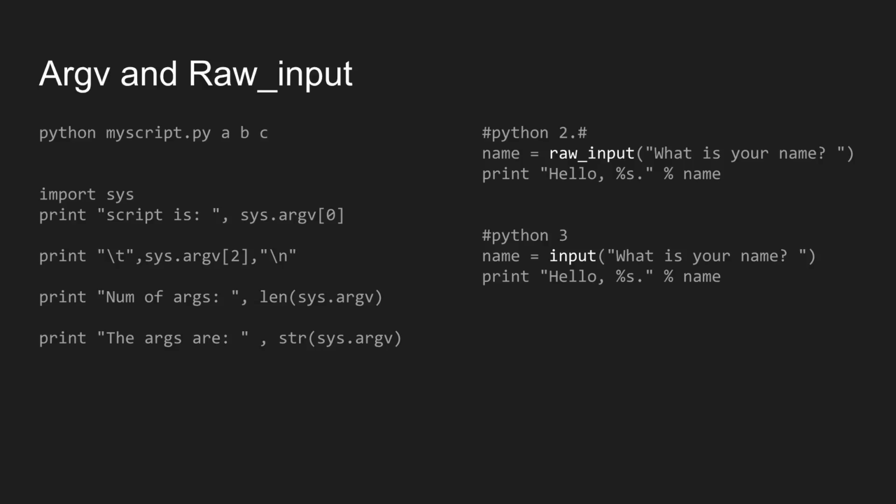So for variables, say for instance you run python my_script A B C. You need to import sys to get the list of the arguments, sorry, the variables. So import sys, print the script name. Index 0 is going to be the script name, the name of the script. And then variable 2, new line: 0, 1. 0 is the script name, 1, 2 is going to be B.